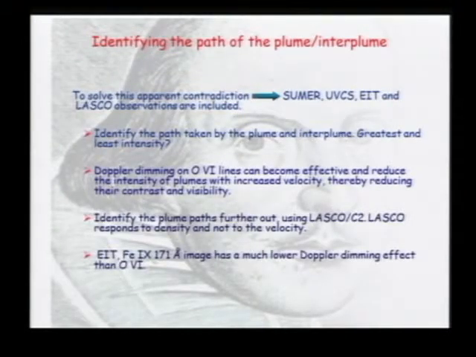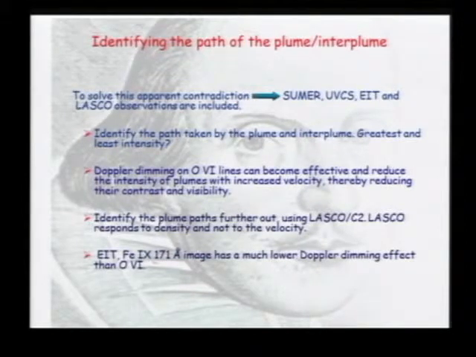So when I started to work with Alan, first of all, we tried to identify the path of the Plume and Interplume regions, including SUMER, UVCS, EIT, and LASCO observations. Because just to take the brightest and the darkest path in intensity, maybe it's misleading. I mean, there is the Doppler dimming on oxygen 6 lines, and Doppler dimming can become effective and reduce the intensity of plumes with increased velocity, thereby reducing their contrast and visibility.